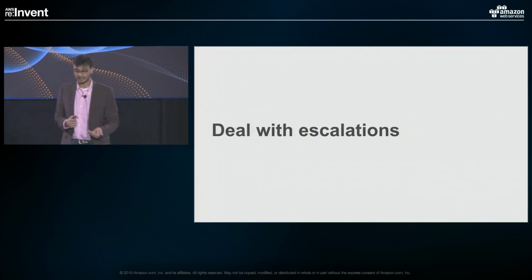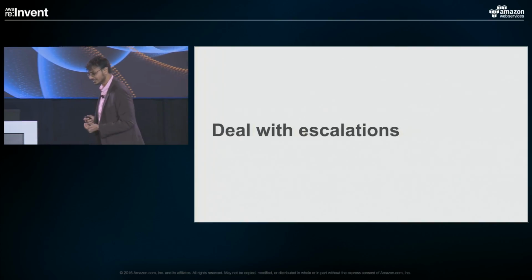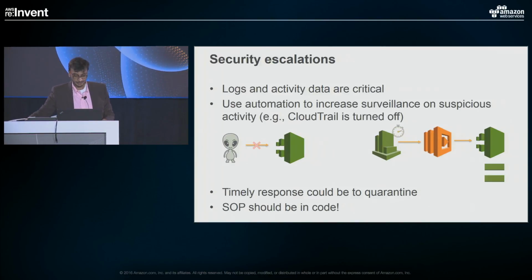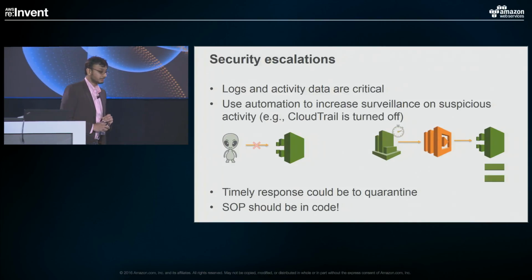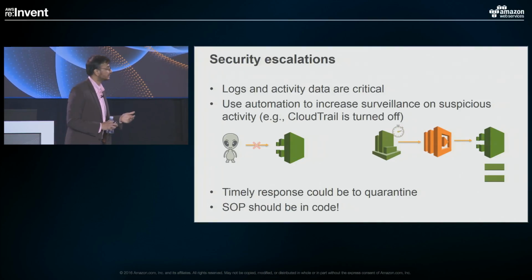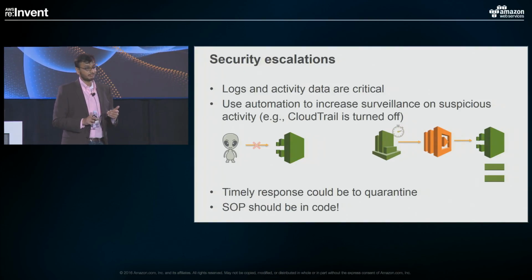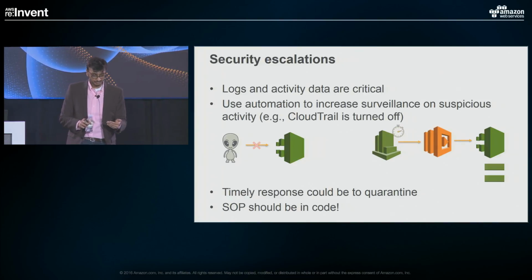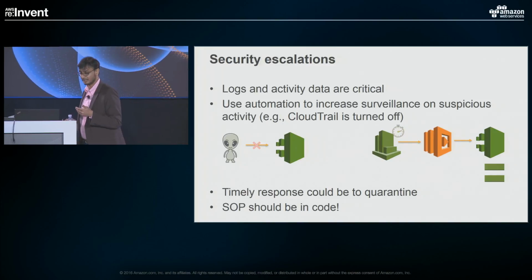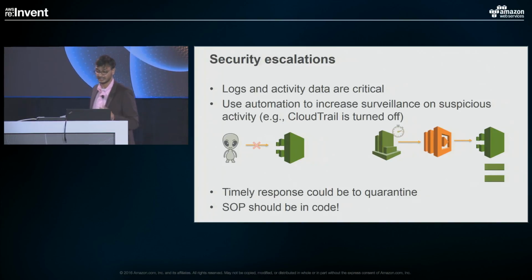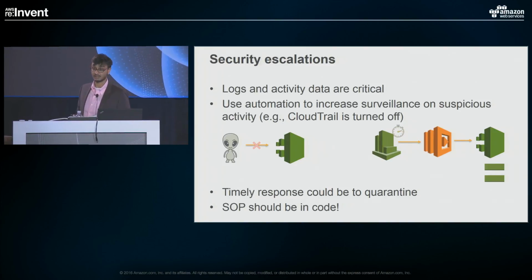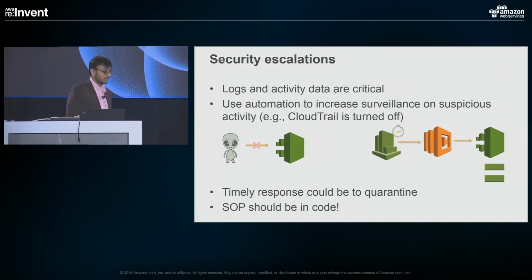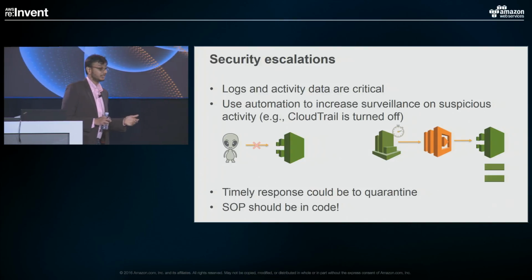Let's see how you can deal with escalations. Now, escalations happen by definition when you least expect them, right? But you can be prepared for them. And when you deal with escalations, it's very important to have factual information, and that you can get through monitoring systems. So, for example, if someone tries to turn CloudTrail off, you can increase surveillance on that resource. You can increase, for example, VPC flow logs. A timely response to an escalation is to quarantine the resource.